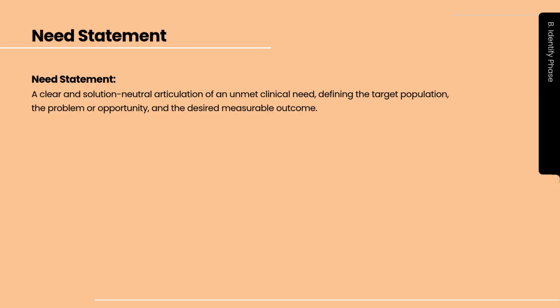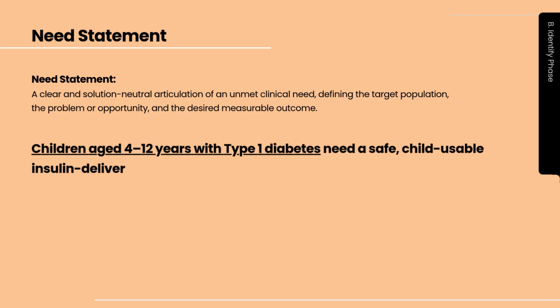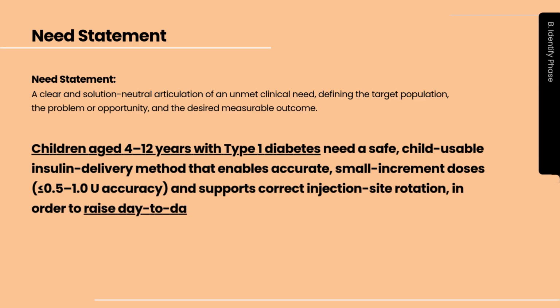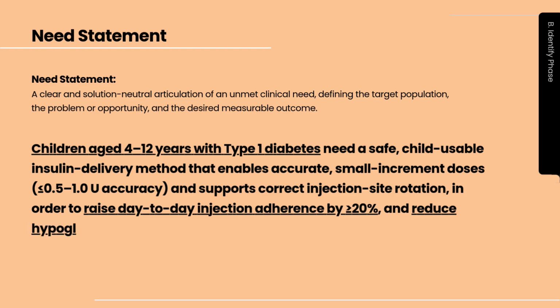And so, the need statement for an insulin pen in this context is: children aged 4 to 12 years with type 1 diabetes need a safe, child-usable insulin delivery method that enables accurate small increment dosing and supports correct injection site rotation in order to improve day-to-day injection adherence and reduce hypoglycemia associated with poor absorption.